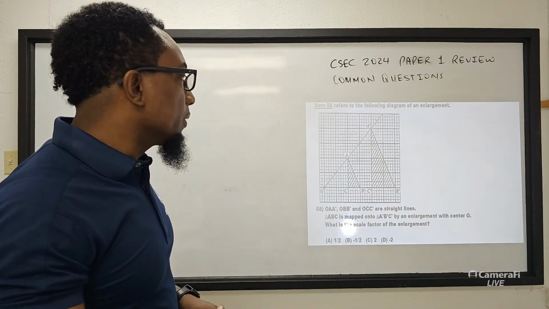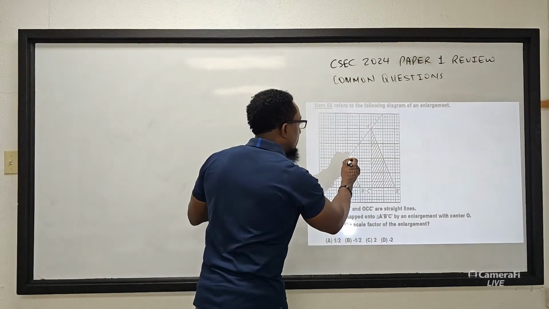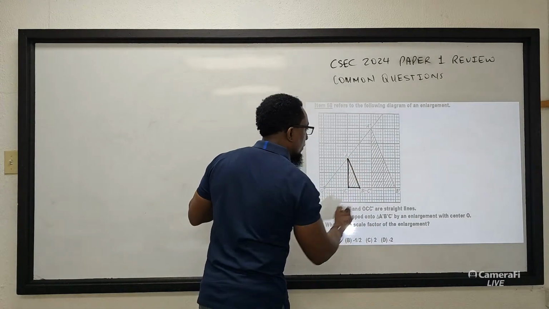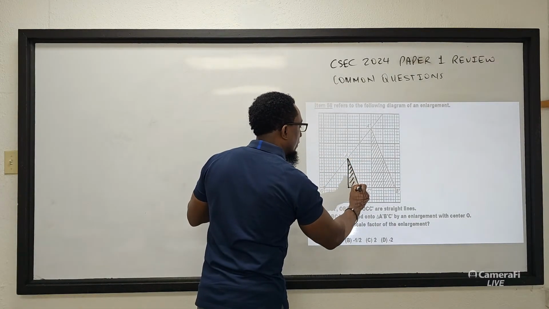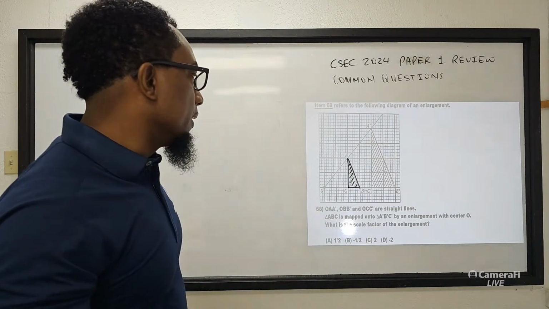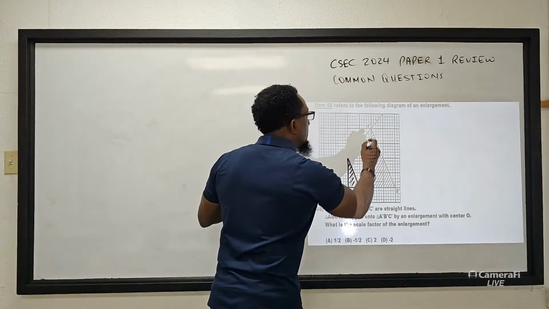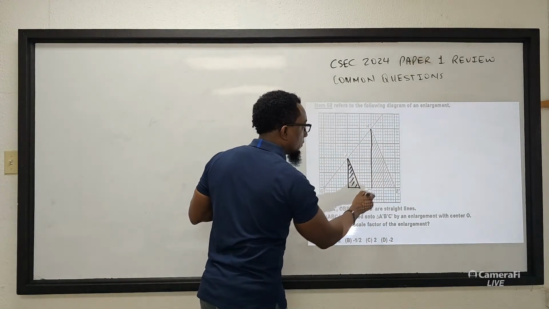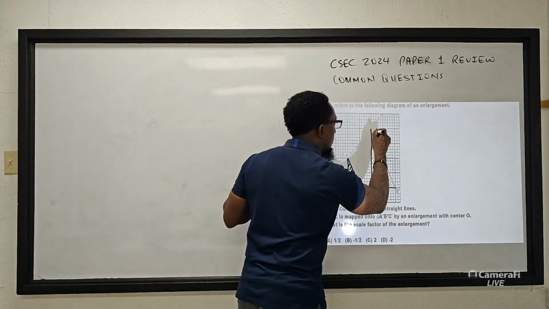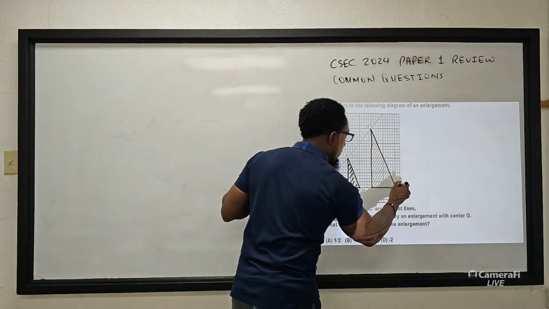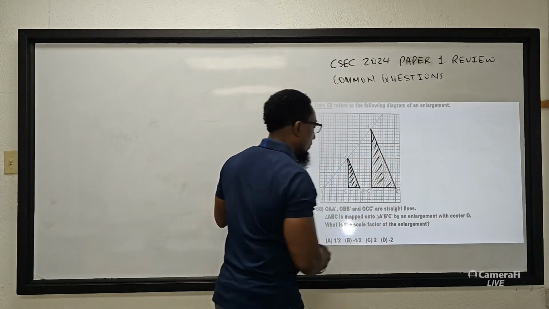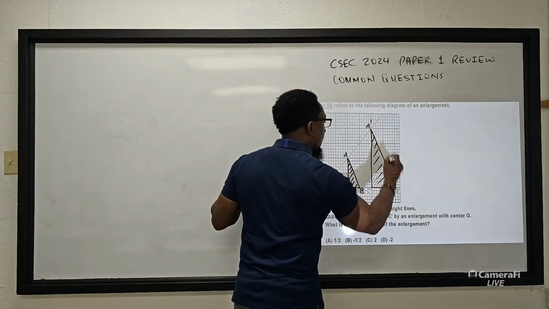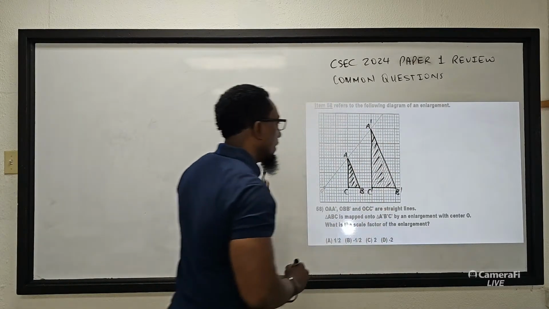Triangle ABC is mapped onto triangle A'B'C'. So this is triangle ABC here. Let me highlight it. That's triangle ABC, and it is mapped onto triangle A'B'C'. Right, so this is A, B, C, this is A', B', C'. Good?